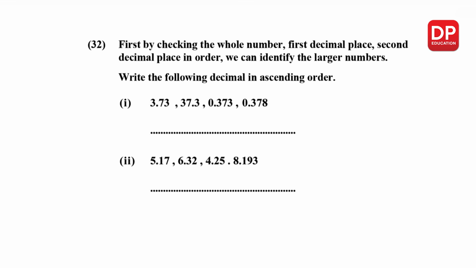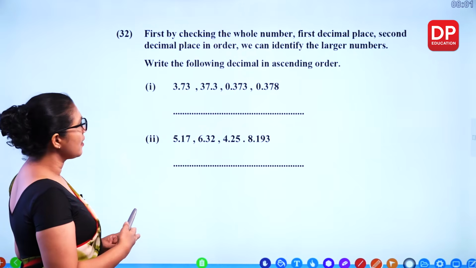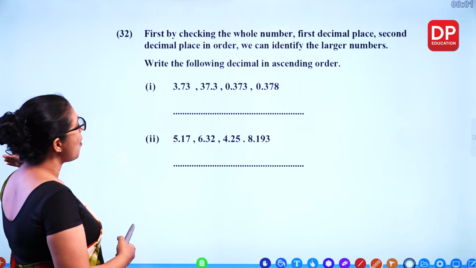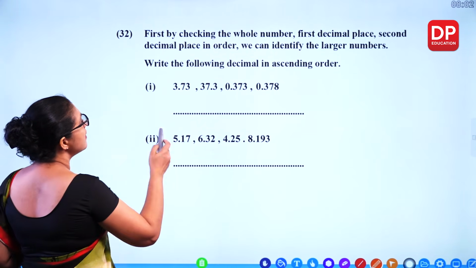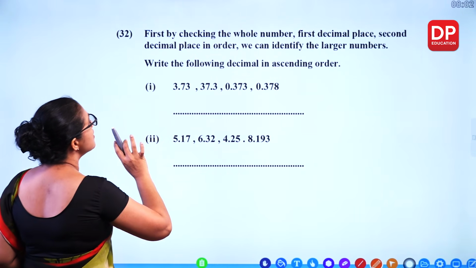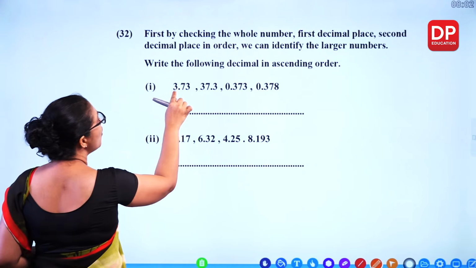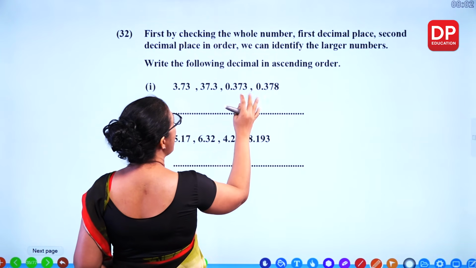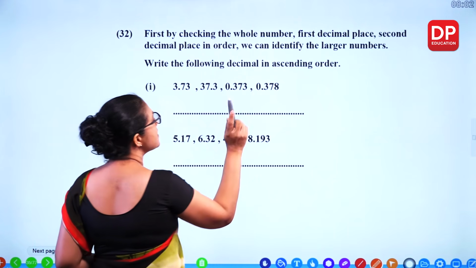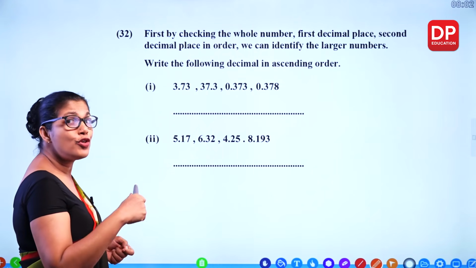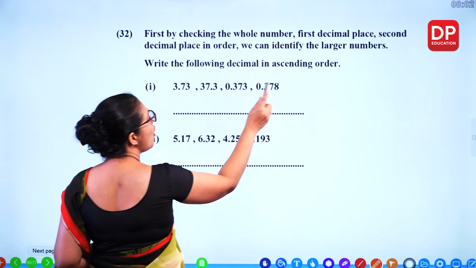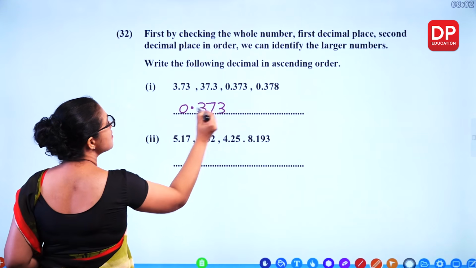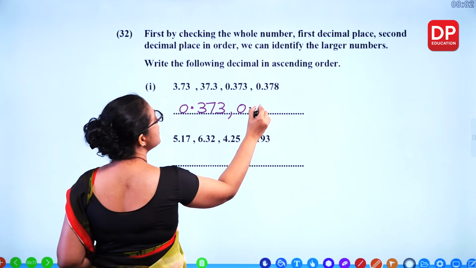Write the following decimals in ascending order. You can start from the units place, or whatever the highest place is from the left. Ascending means smallest first. When you take the whole number, these two are the smallest. Now out of those, 3, 7, first and second decimal places are both the same, so you look at the third decimal place. 3 or 8, 3 is the smallest. So 0.373 is the smallest. Then 0.378.